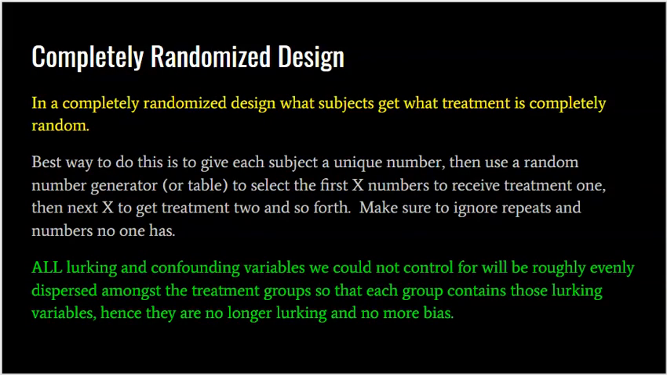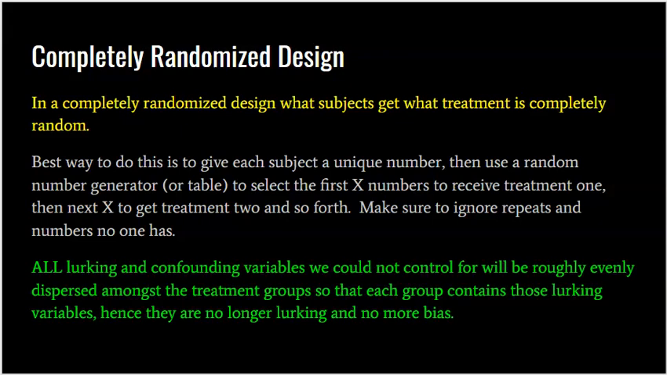In a completely randomized design, what subjects get what treatment is completely random. So like I said, I compare this to a simple random sample because who gets picked, who doesn't, completely random. But here we have subjects, and it's about picking who gets what treatment. So the best way to do this is to give each subject a unique number, then use a random number generator or table to select the first X numbers. I left it X to be generic because it all depends on how many subjects you have. Those first X receive treatment 1, the next X receive treatment 2, and so forth.